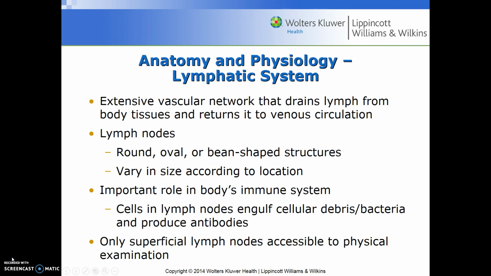We'd be remiss not to look at the anatomy of the lymphatic system, which works with our peripheral vascular system. There's an extensive vascular network that drains lymph from the body tissues and returns it to venous circulation. Lymph nodes are round, oval, or bean-shaped structures. They vary in size according to their location. They have a huge role in the body's immune system. The cells in the lymph nodes engulf cellular debris and bacteria, and they produce antibodies. Only superficial lymph nodes are accessible to physical exam.